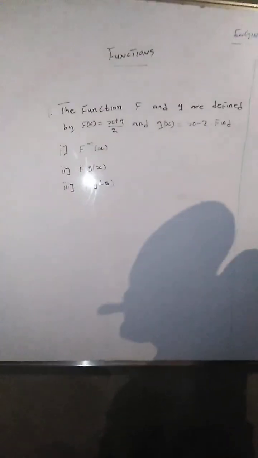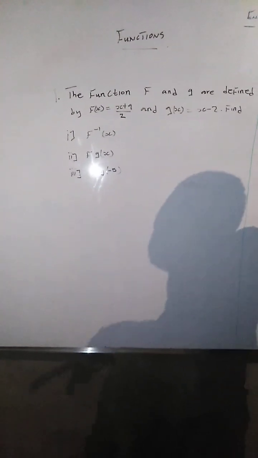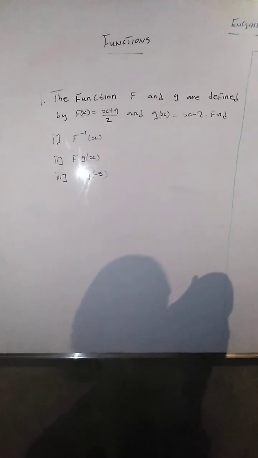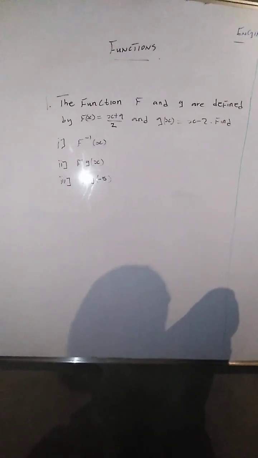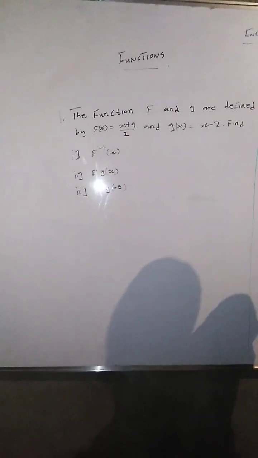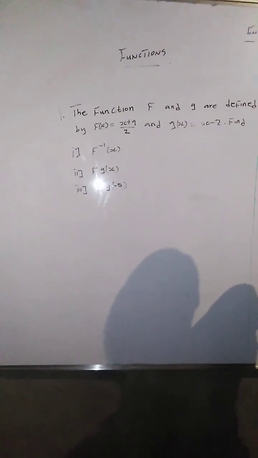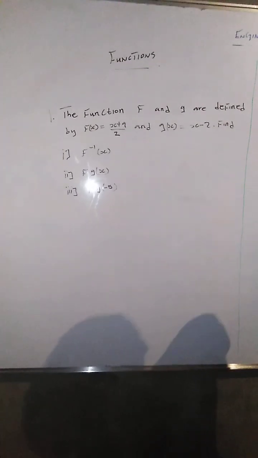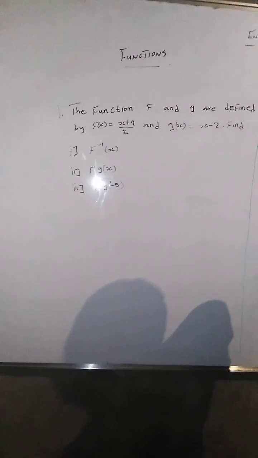Today's tutorial we'll be looking at functions. Okay, so the question is saying the functions f and g are defined by f of x equals x plus 9 divided by 2, and g of x is equal to x minus 2. Find, Roman numeral 1, the inverse of f.